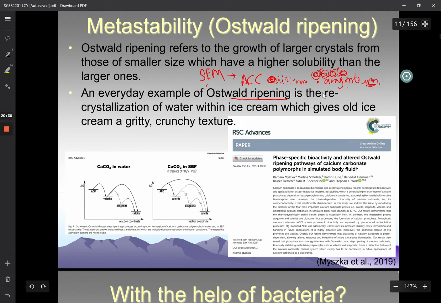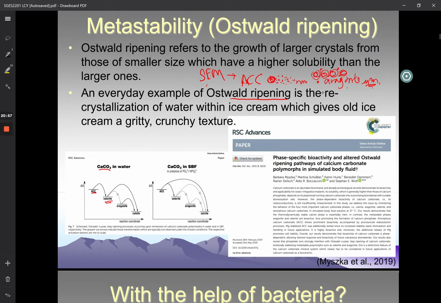So as I said just now, we have these transformations of calcium carbonate: ACC, amorphous calcium carbonate, then it changed to vaterite. Vaterite is a very transient phase of calcium carbonate as well. So all these are calcium carbonates, right? It's just a different structure.